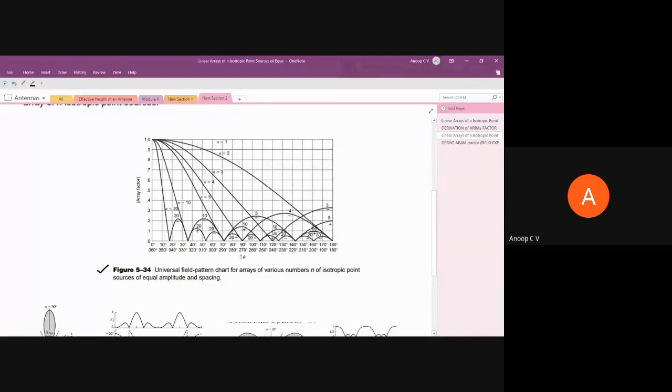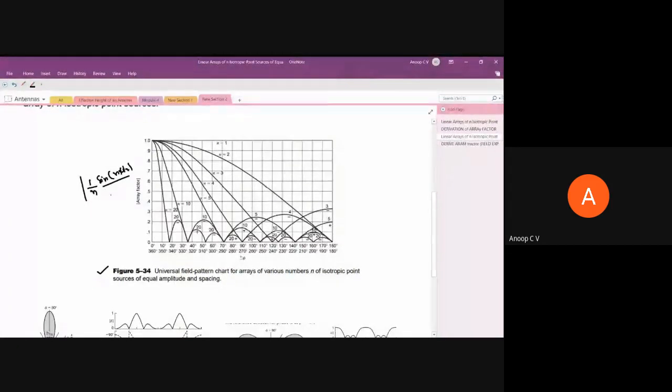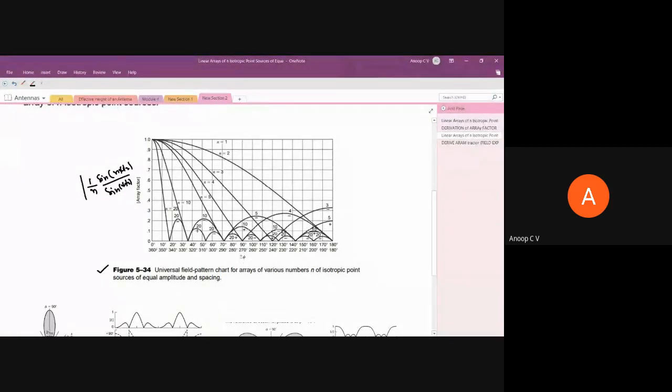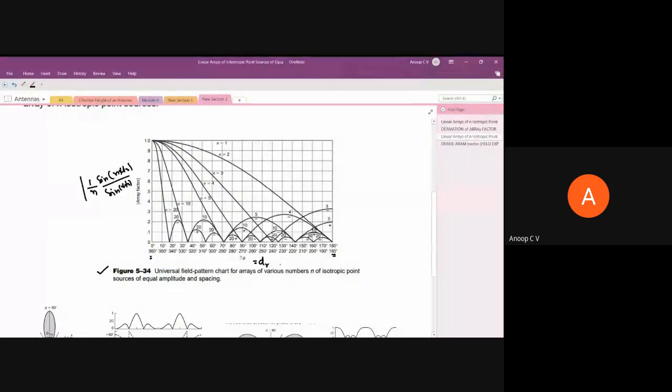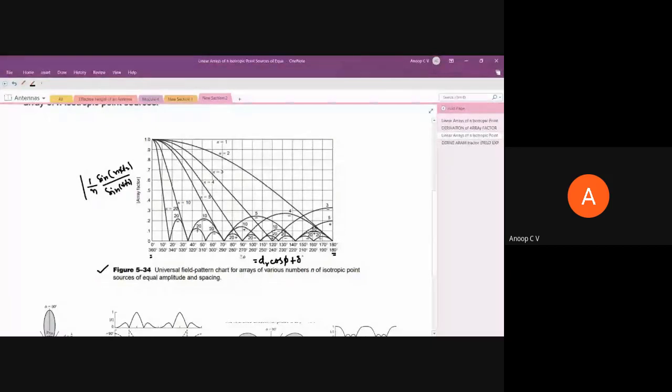It's very simple. The plot of the array factor is nothing but 1 by n times the modulus of sine of n psi by 2 divided by sine psi by 2, versus plus or minus psi. You can see psi from 0 to 180 and again 180 to 360, it's reversed. And psi is nothing but d r cos phi plus delta.